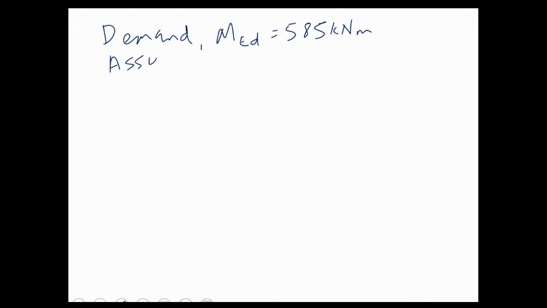Okay, so we know that the demand on the section, MED, is 585 kilonewton meters. In our design, we have to make assumptions sometimes along the way, and then we go back and check the assumption. So I'm going to make an assumption here that the section is class 1 or 2. Okay, so it's class 1 or 2.